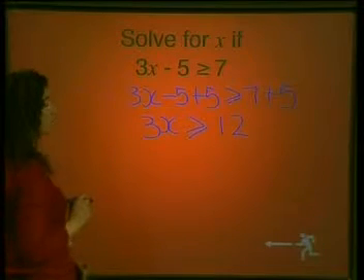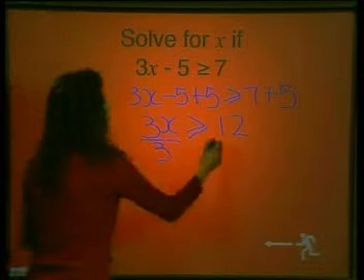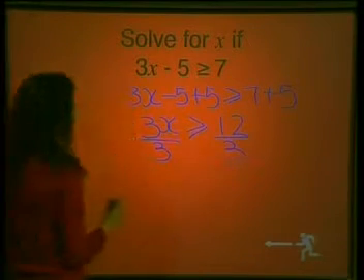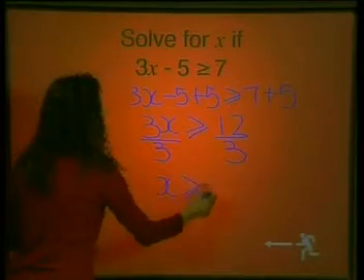We now need to get rid of our 3. So we divide by 3 on this side, which means we've got to divide by 3 on that side. And we get x is greater than or equal to 4.